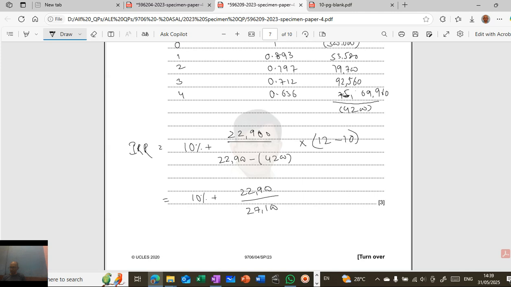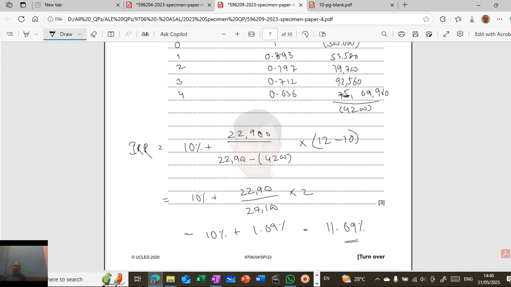So 22,900 divided by 27,100 into 2 gives 1.69. So it is equal to 10% plus 1.69%, which is 11.69%. So IRR is 11.69%. What do you mean by IRR?